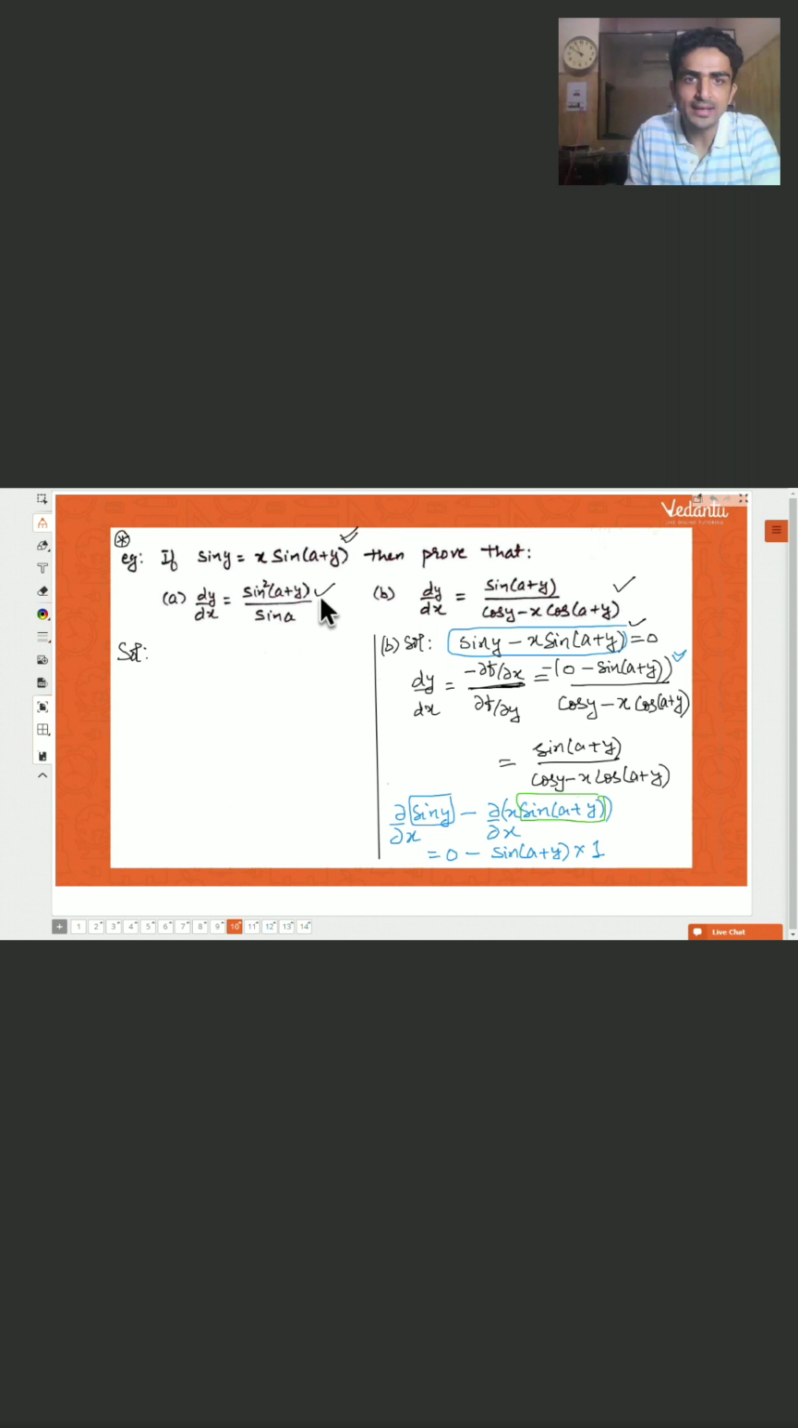And now this second thing. Look, there are two ways of getting a. One, you just observe that everything here is in terms of y. It is not involving x. So what do I do? From the given equation, I just take y on one side, complete y on one side.